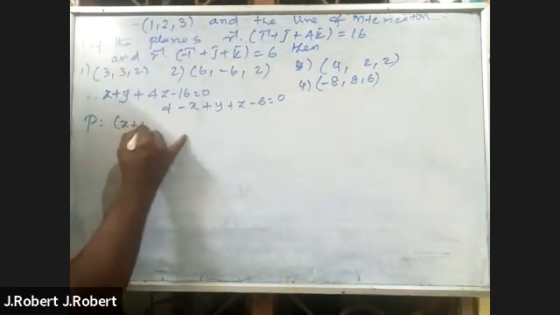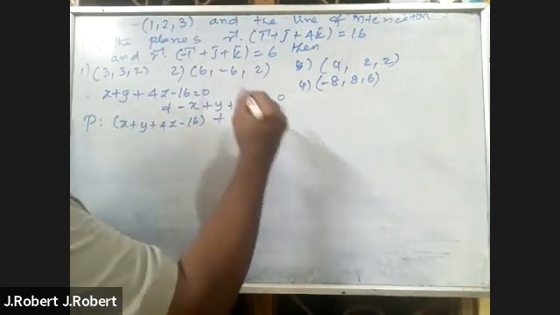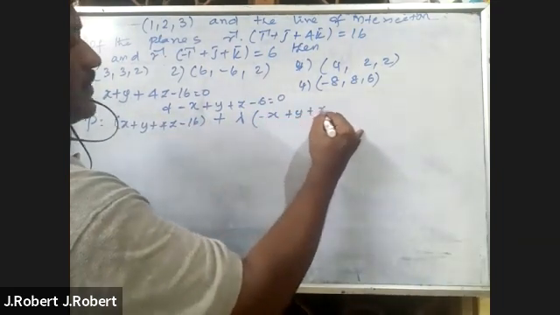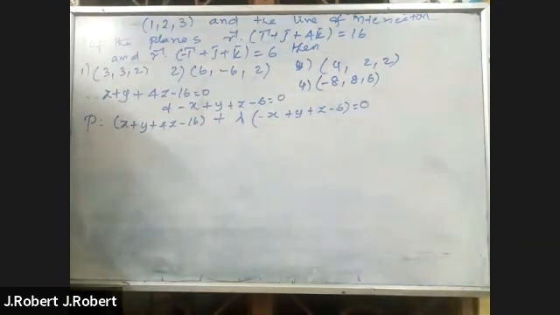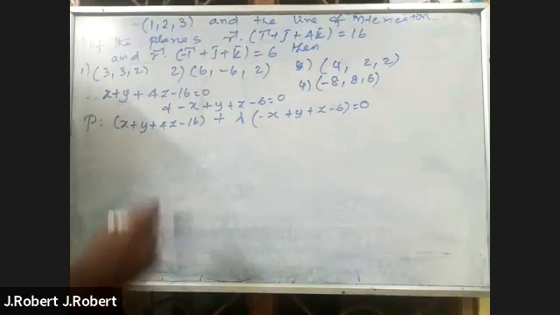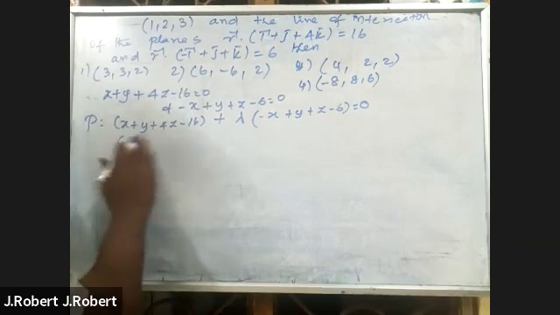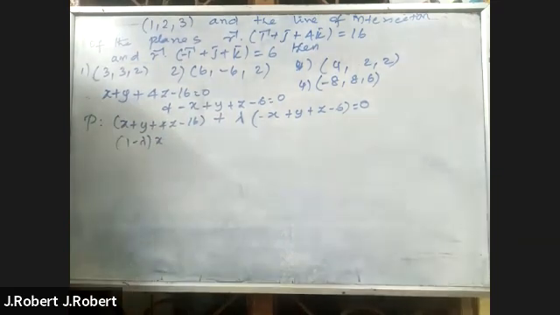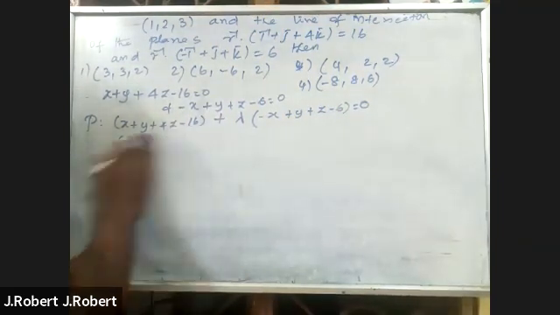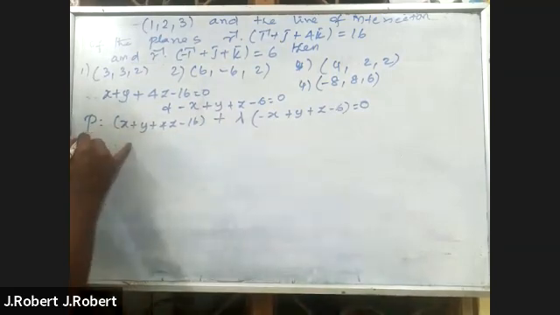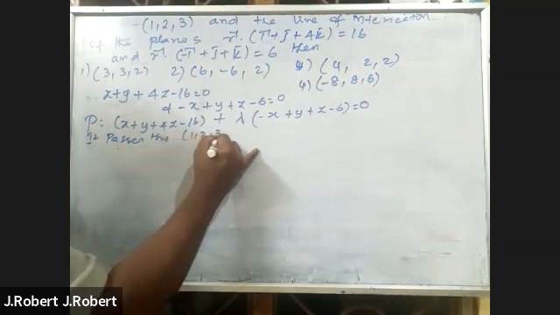First plane: x plus y plus 4z minus 16, plus some scalar lambda into minus x plus y plus z minus 6 equal to 0. Listen carefully. In terms of x and y, it is x minus lambda, 1 minus lambda into x. And directly you can apply that it passes through the point 1, 2, 3.